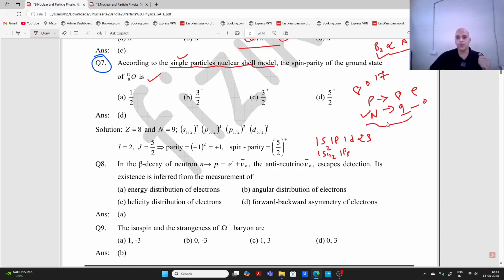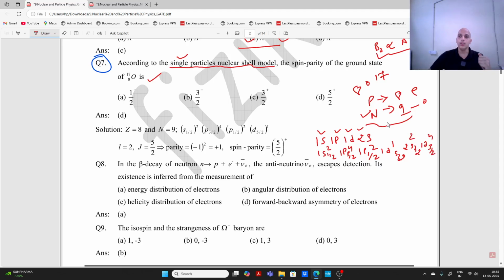1p 3/2 power 4, then 1p 1/2 power 2, 4 plus 2 is 6, plus 2 is 8, then 1s, 1p and then 1d 5/2 power 1. So this is the sequence: 1s, 1p, 1d 5/2, then after 1d we will get 2s 1/2. This is very important. Then 1d 3/2, right?